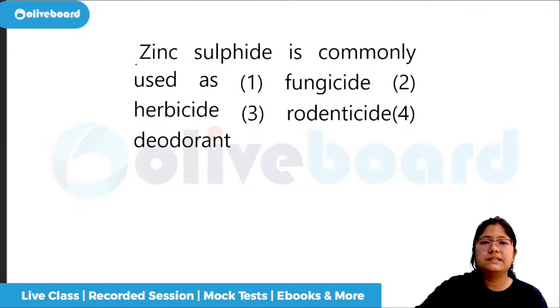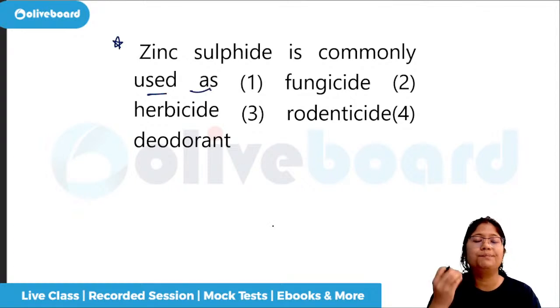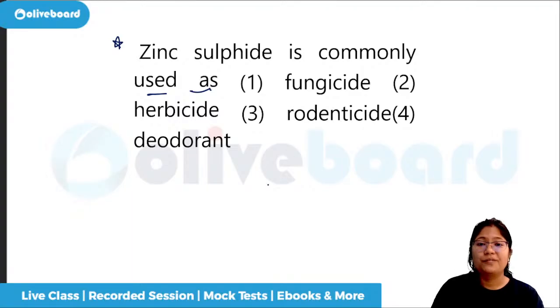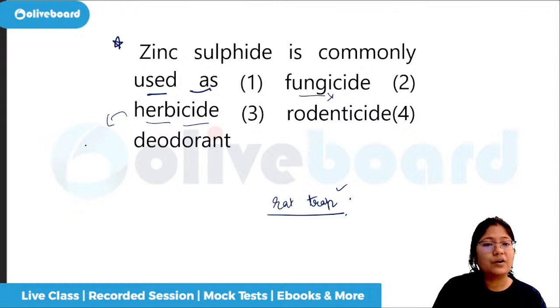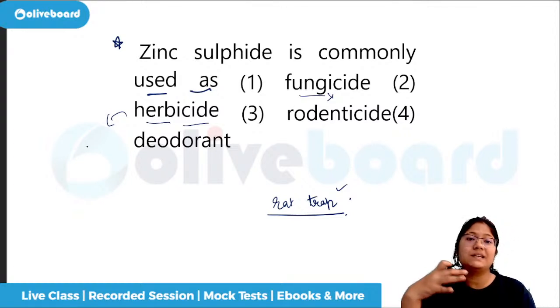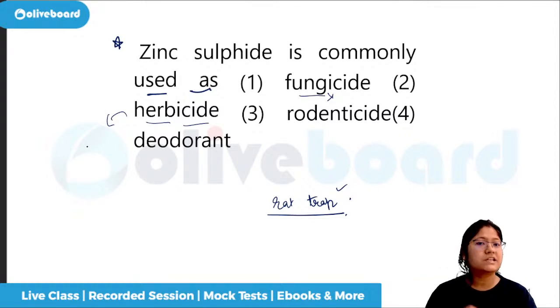Next question. Zinc sulfide is commonly used as. How do we use zinc? It's better not to use zinc sulfide. Why not get a rat trap than using the zinc sulfide? Catch it, throw it far away, it'll not come back. Zinc sulfide is commonly used as fungicide. Herbicide means these will be some herbs or some herbal based insecticides. Okay, not a chemical based one.